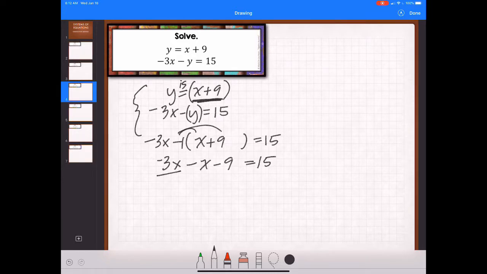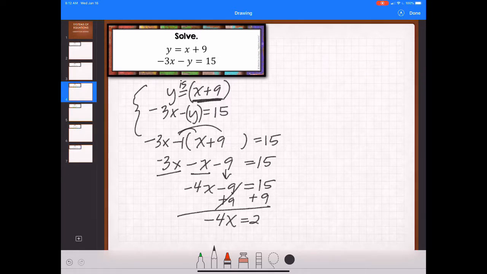Simplify, so I'm going to combine like terms. That's the same as negative 4x. Drop down this, and then I'm going to keep on solving, so I'm going to add 9. Negative 4x equals 24, and then divide by negative 4. That gives me x equals negative 6. So I have the first part of my solution.